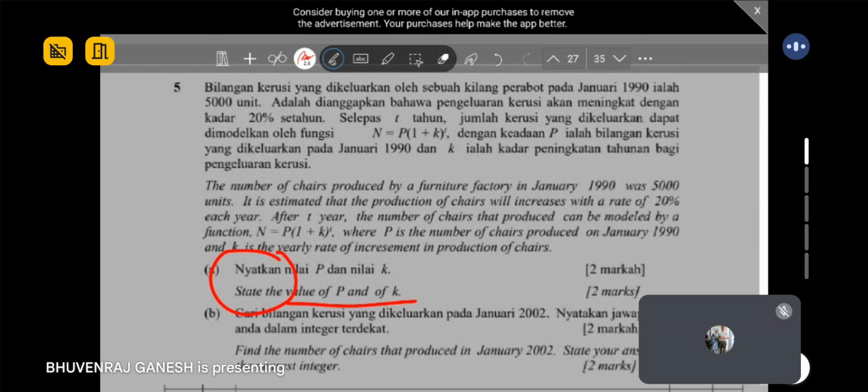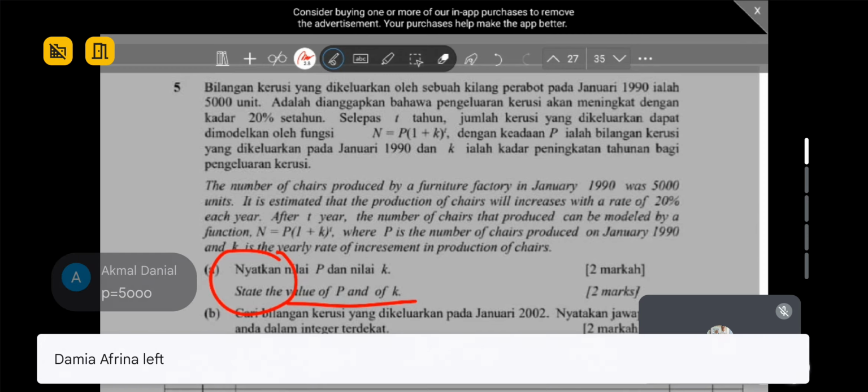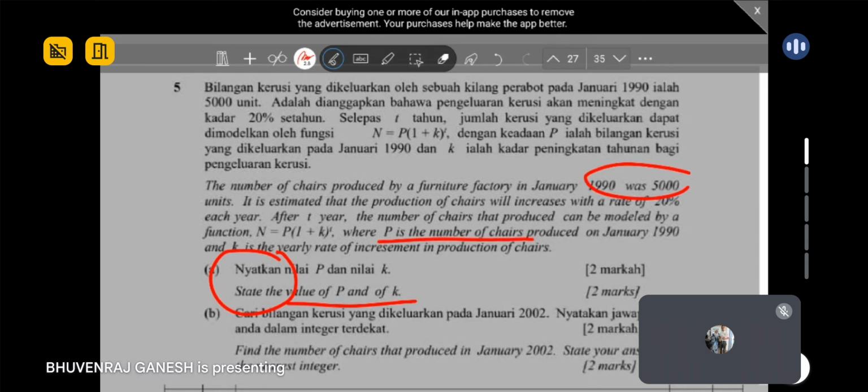So anyone? Do you get the answer? Siapa dapat jawapan? Value of P and value of K. Cuba. P equal 5,000, yes. Very good. Correct. P is the number of chairs, bilangan kerusi. So 5,000. Okay, apa nilai K?